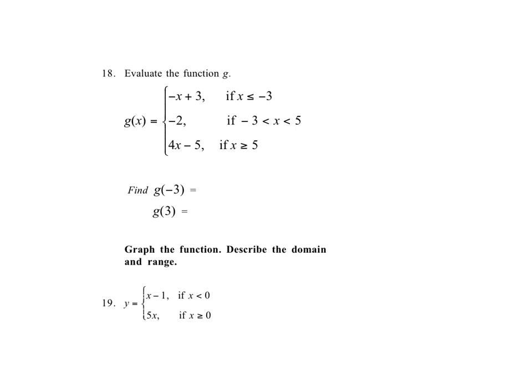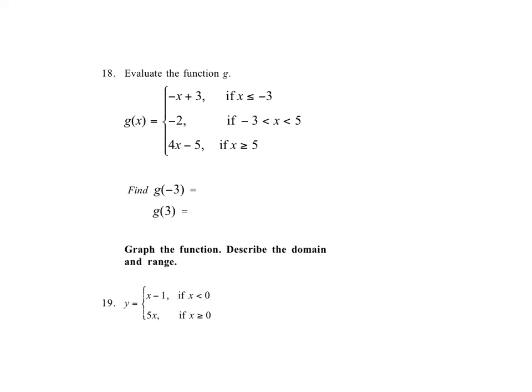Last thing we looked at was piecewise functions, evaluating piecewise functions. A piecewise function is a function made up of several different equations, and each of them has a separate domain. For x minus 3, we use only x values that are less than or equal to negative 3. For negative 2, it only uses the x values from negative 3 to 5. And for 4x minus 5, it uses x values greater than 5.